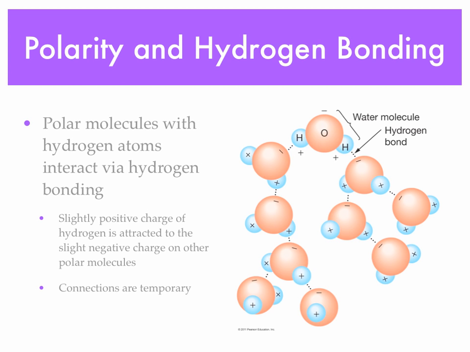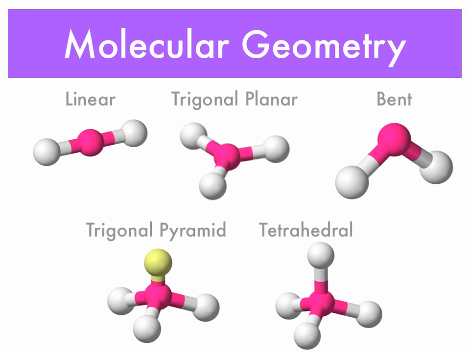Now the polarity and the hydrogen bonding results in different shapes. So molecules take on shapes depending on the types of bonds, the numbers of unbonded electrons, the numbers of shared electrons, whether it's ionic or covalent. So these are just the general shapes you'll see in different molecules.